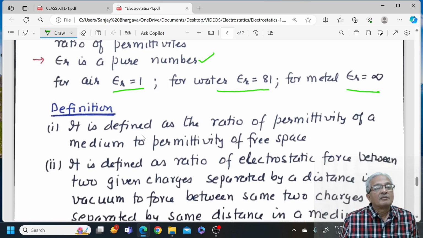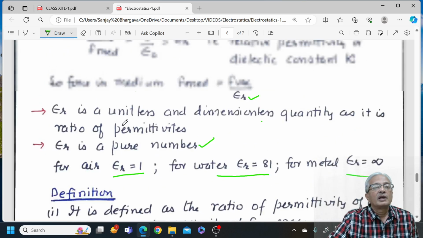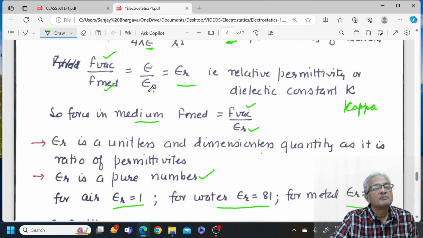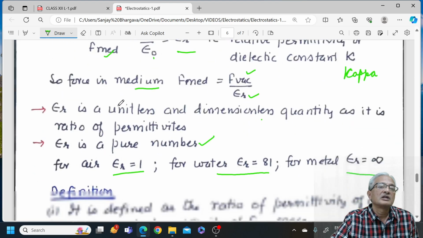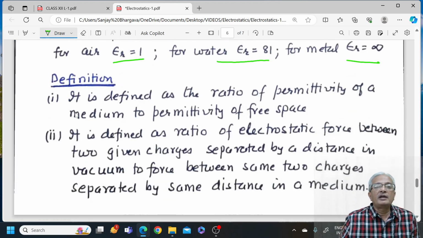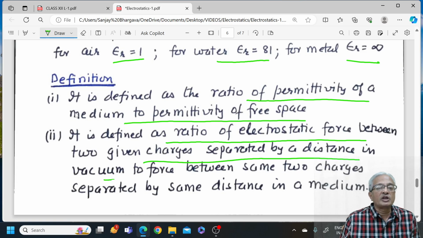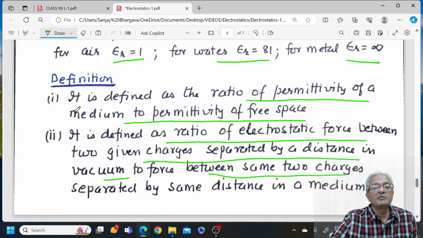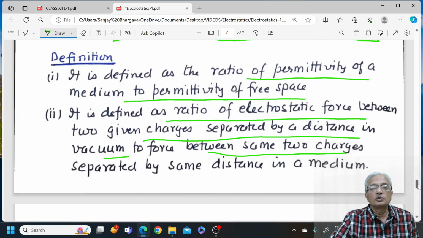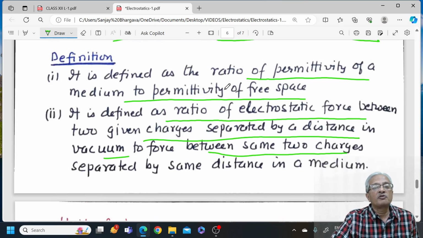Now let me define relative permittivity. How can I define? It can always be defined as the ratio of two permittivities, or it can be defined as the ratio of the two forces. So the first definition here says defined as the ratio of permittivity of medium to permittivity of free space. It's also defined as the ratio of electrostatic force between two given charges separated by a given distance in a vacuum to the force between same two charges separated by the same distance in a medium. So two definitions here, one in terms of ratio of permittivities and the second in terms of ratio of forces, force in vacuum to the force in medium.